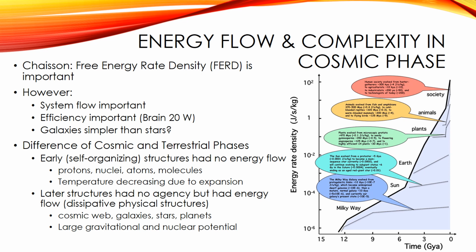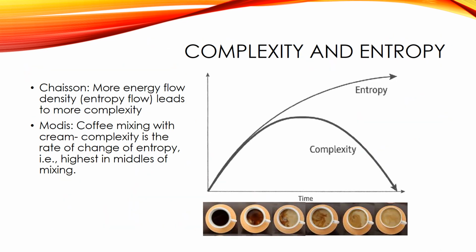The early part was just the particles, which were self-organizing structures that had no energy flow. The later structures had no agency, and that's what we're taking a look at, but had energy flow: dissipative physical structures, so that's the cosmic web, galaxies, stars, and planets, along with the large energy flows of gravitational and nuclear potential. This has been looked at a little bit recently. Chaisson looked at the energy flow density, and it leads to more complexity. That is, more and more complex structure needs more and more energy flow to keep it away from equilibrium, to keep it in order.